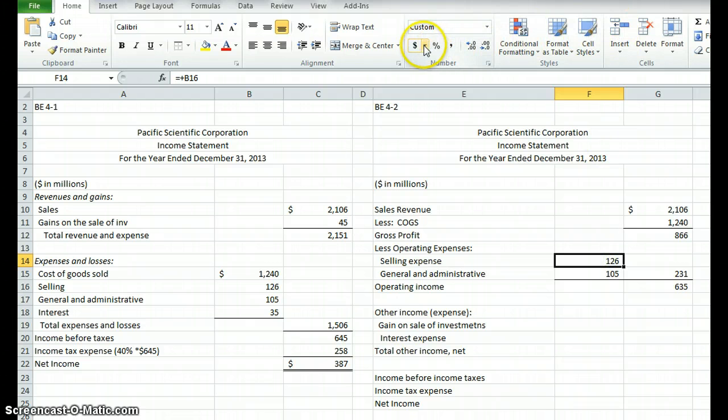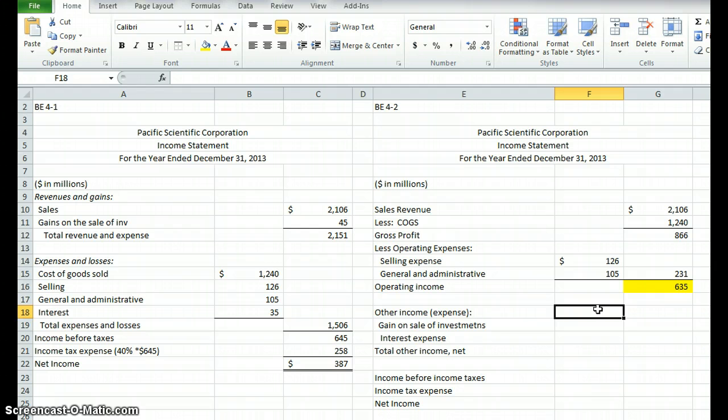Since this is the beginning of a column, I should have a dollar sign here, so I'm going to go ahead and put that dollar sign in. So the first question says, tell me what my operating income is. Your answer's right here. It's $635,000, but I'm going to keep going with the format of the income statement.